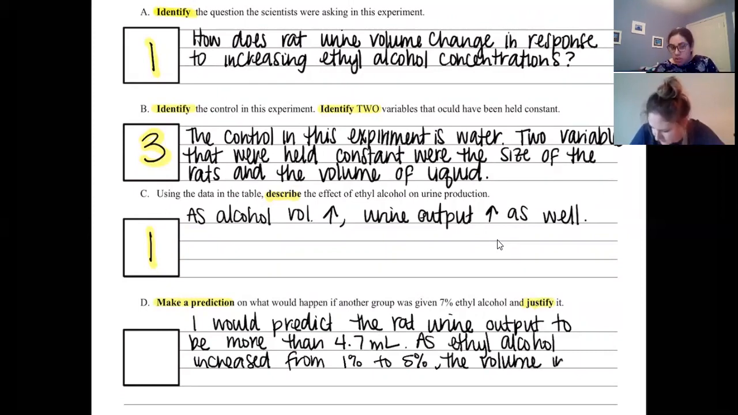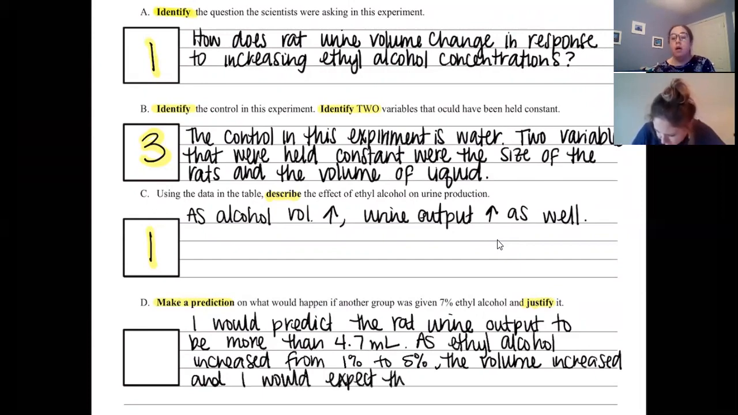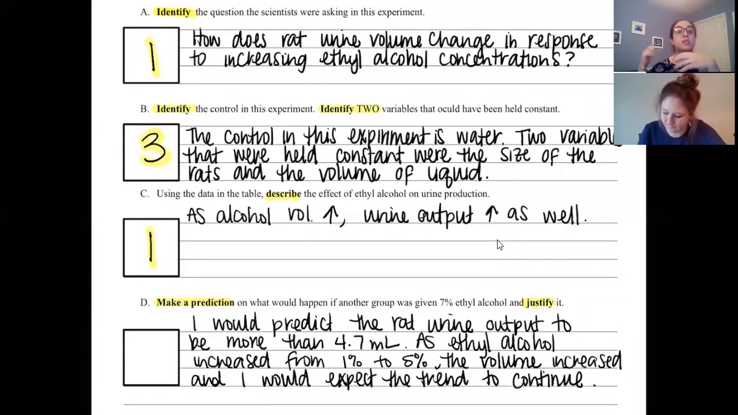In this particular question, since there are 2 verbs in here, your first verb is make the prediction, and your second verb is to justify it, this would also be worth 2 points, and they can be 2 separate points. If you wrote, I would expect the amount of rat urine to increase, that's not enough. Increase what? Increase more than 4.7, because that's what we see in the data. So don't give it generic terms. Give it a specific quantifiable number.